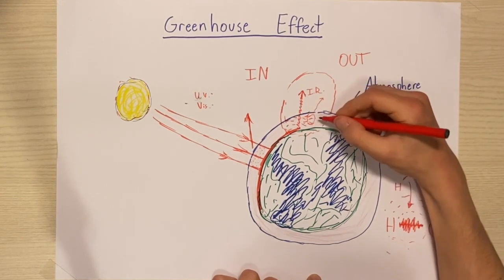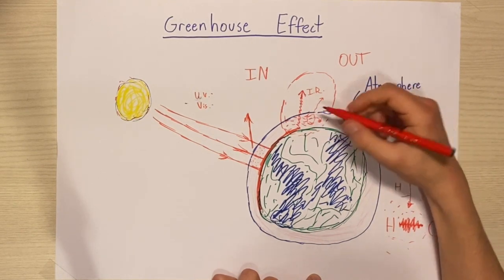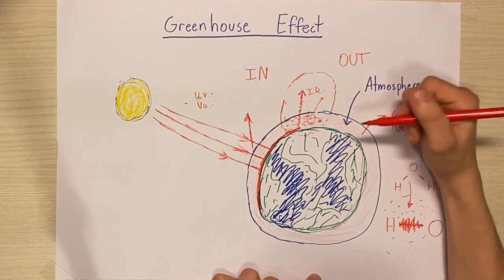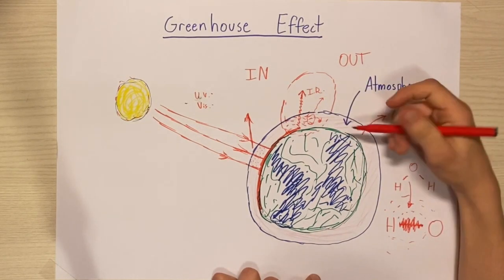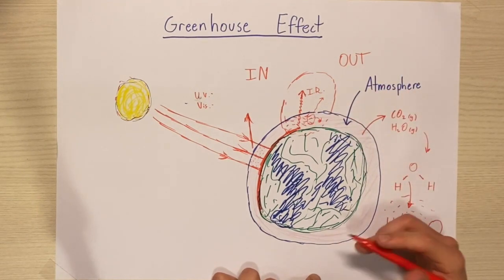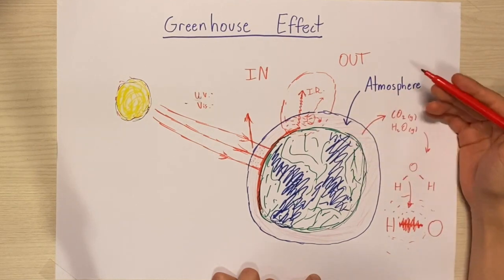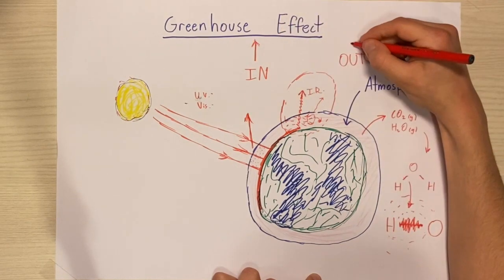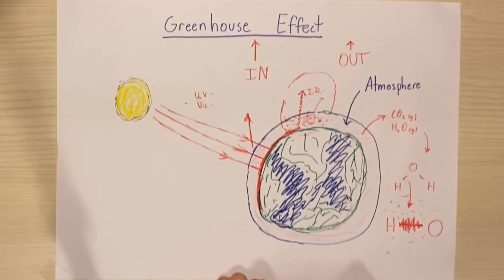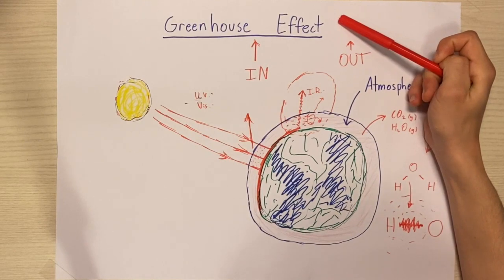But the problem here is that some of it will stay in the atmosphere, and this will keep happening with the continuous expulsion of infrared radiation. And so the problem here is it greatly delays the speed at which energy is expelled. And so what you end up having is a greater rate of energy coming in than rate of energy going out. And so that will naturally increase the temperature here on Earth. And that is why the greenhouse effect is linked to global warming.